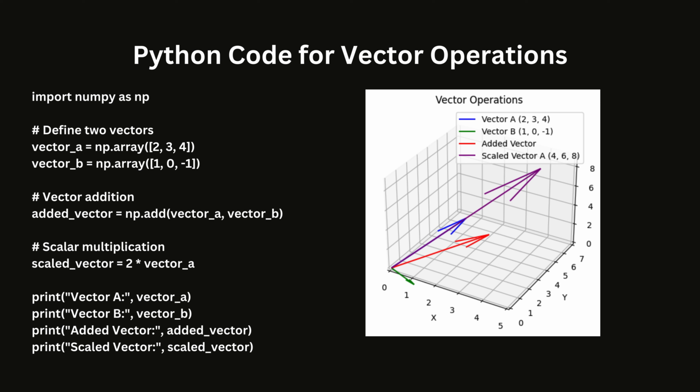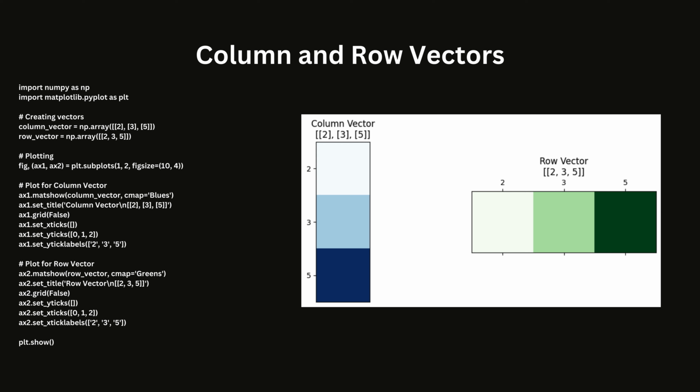Using NumPy to handle vectors simplifies these operations significantly, making it a favored tool in scientific computing and data analysis. By using NumPy's array functionality, we can perform complex vector operations with just a few lines of intuitive code. Now let's explore two fundamental forms of vector representation used in linear algebra: column vectors and row vectors. Understanding the difference between these is crucial for performing matrix operations and data transformations.